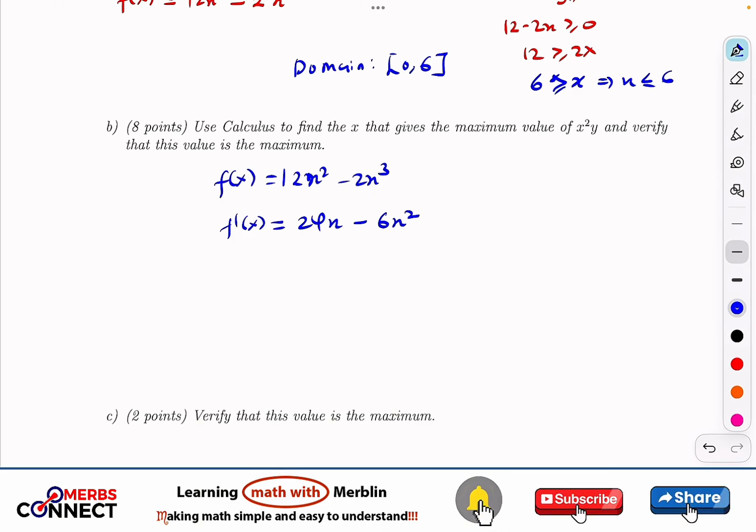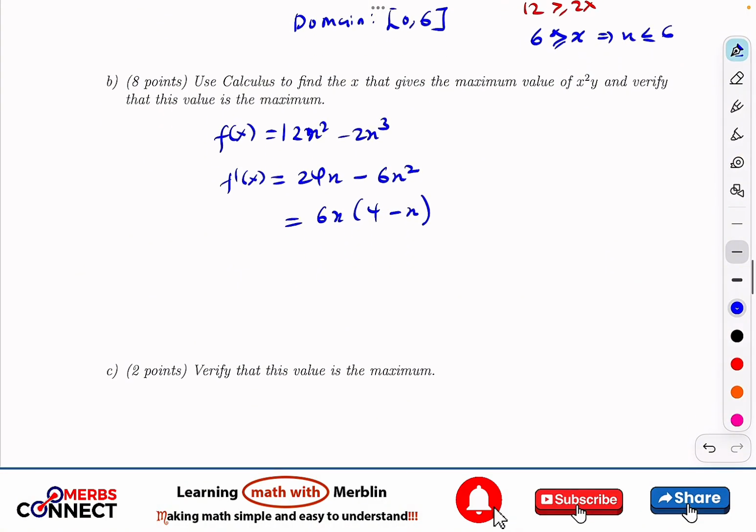So now what are we going to do here? I can factor 6 out here, and this is going to be 6 times 4 is 24 minus x. So I can see clear here that when x is equal to 0, the function will be 0. And then when x is equal to 4, the function will also be 0. So these are two critical values. But now we need to verify which one is going to make this function maximum or minimum, because we need to choose one here.